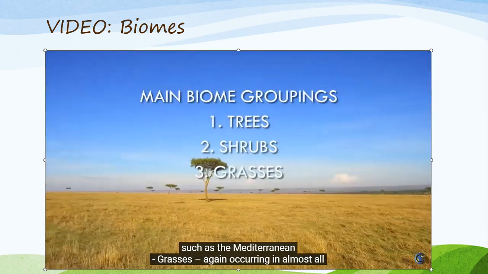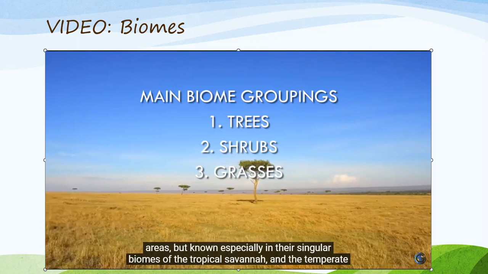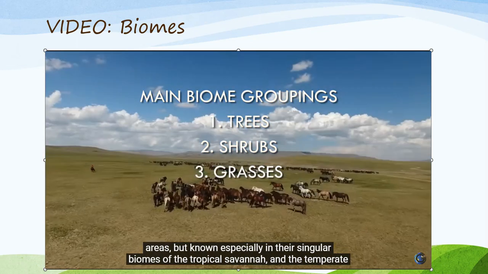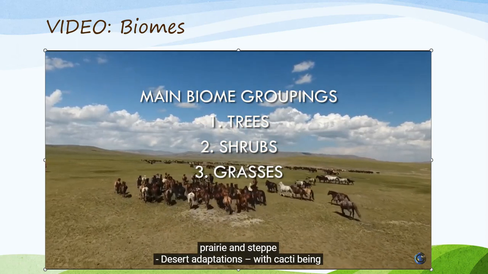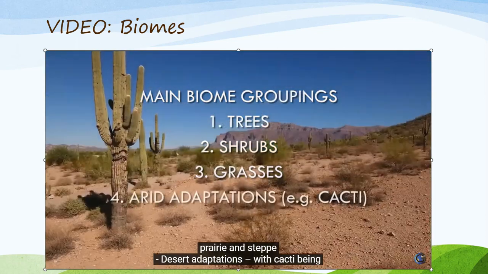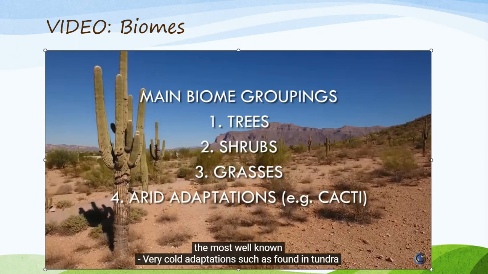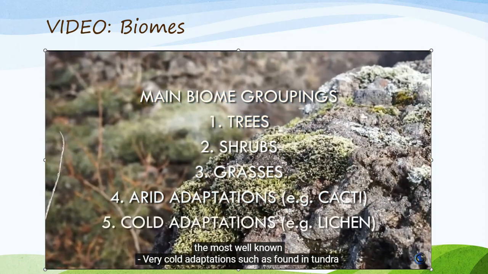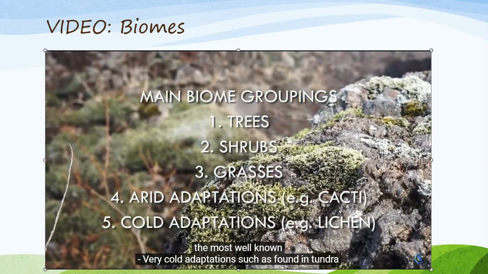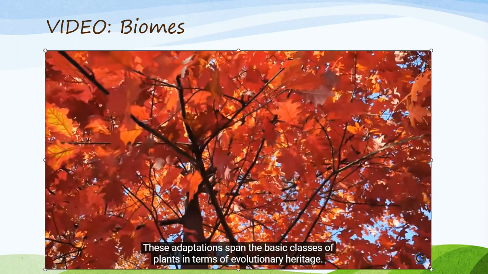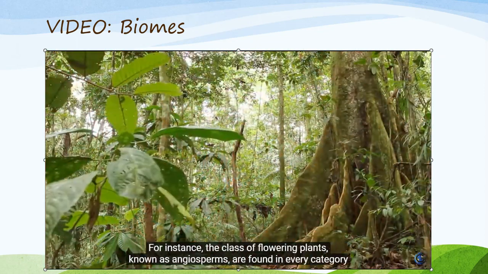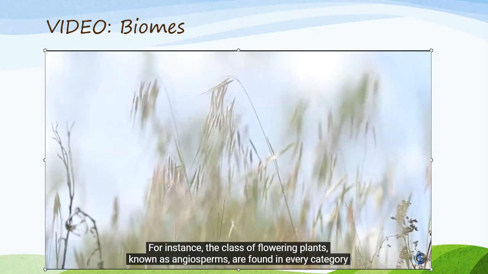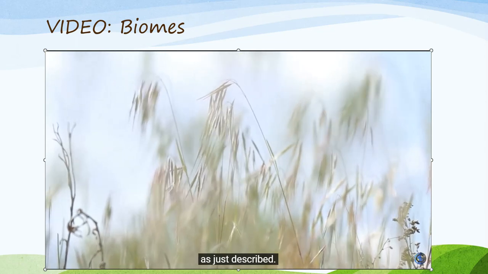Grasses, again occurring in almost all areas, but known especially in their singular biomes of the tropical savanna and the temperate prairie and steppe. Desert adaptations, with cacti being the most well known, very cold adaptations such as found in tundra. These adaptations span the basic classes of plants in terms of evolutionary heritage. For instance, the class of flowering plants known as angiosperms are found in every category as just described.